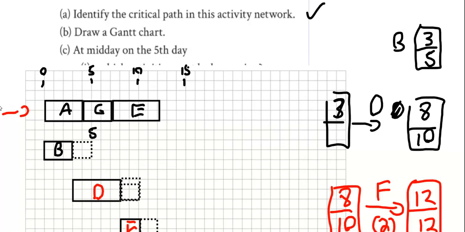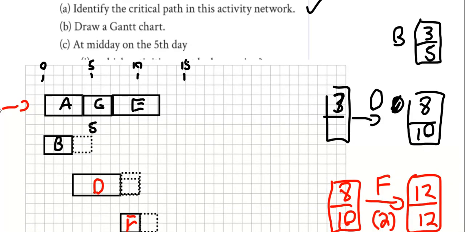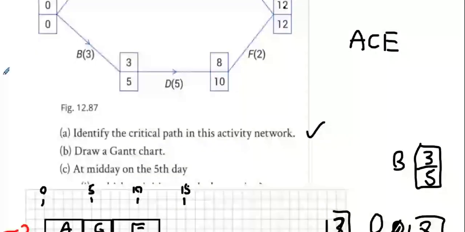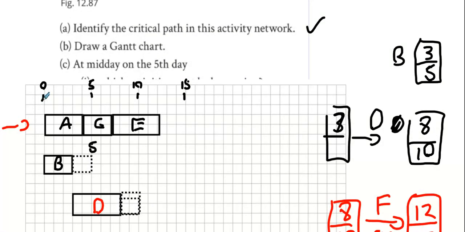Now, at midday on the 5th day, what's midday on the 5th day? How many hours does that take? Midday on the 5th day. So what's that mean? 0 to 1 is the first day. 1 to 2 is day 2. Day 3 is what? I always get mixed up with these. 2 to 3. No, it's 3. Oh, sorry.